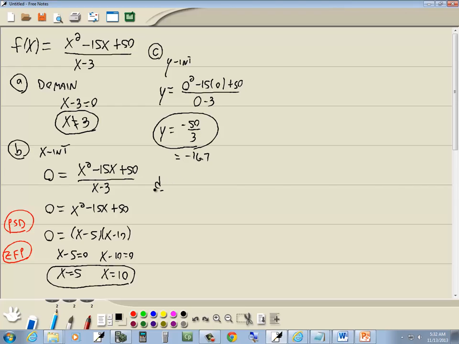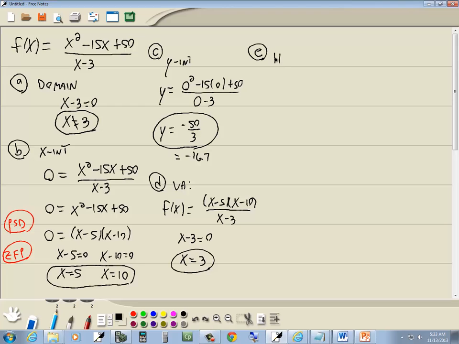Okay, D. Our vertical asymptotes. Now our steps for finding a vertical asymptote is you factor the top, factor the bottom. Well, we've already factored the top right here. It factors as x minus 5 times x minus 10. And our bottom we can't do anything with. Second step is to cancel. Well, there's nothing I can cancel here. So then third step is set our denominator equal to 0. So we'll set x minus 3 equal to 0 and solve it. And we get x is equal to 3. And that's our vertical asymptote.